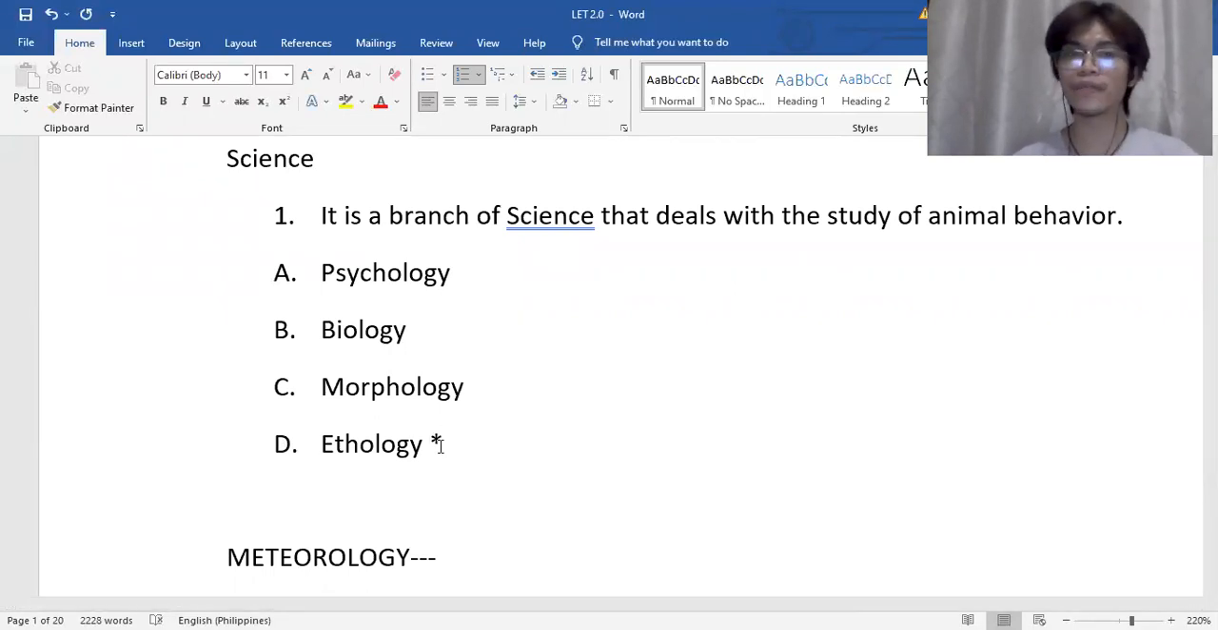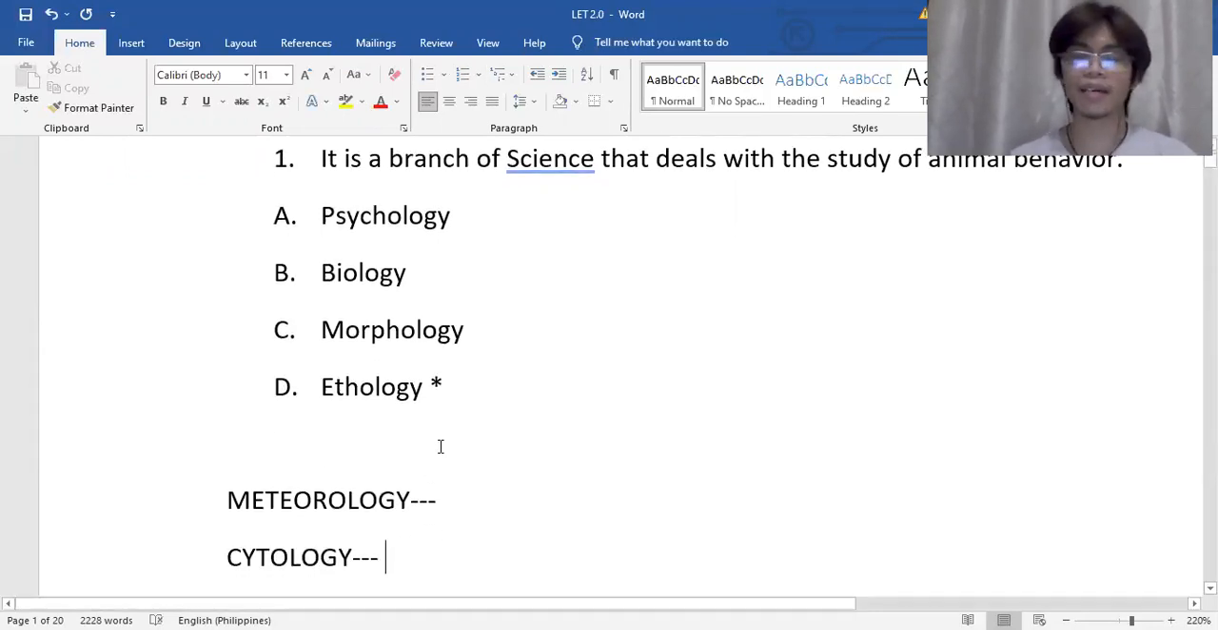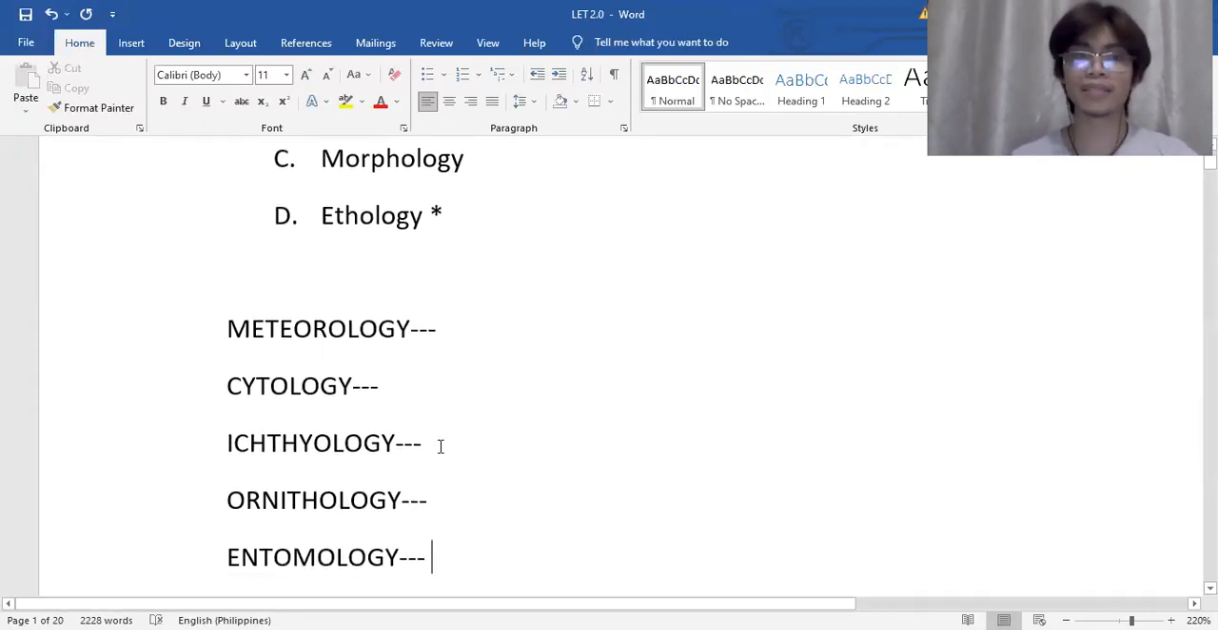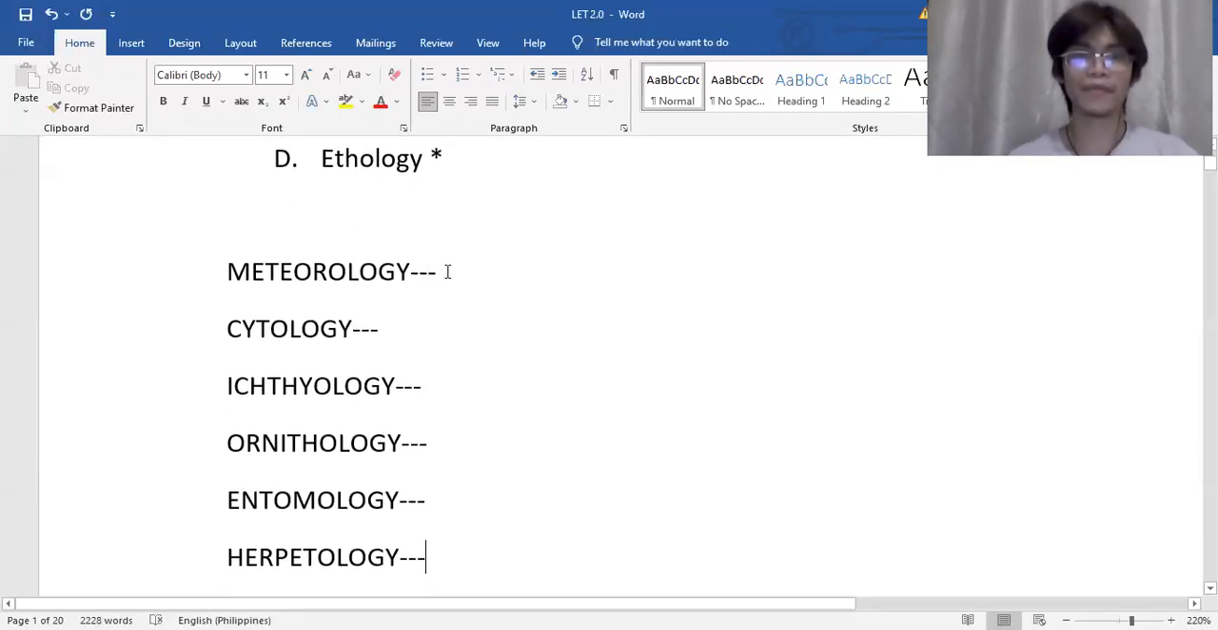If you look for the definition of ethology in the dictionary, you can see that ethology deals with the study of animal behavior. So that's the correct answer, not psychology, not biology. And there are also branches of science that appear during the board exam. Let's take a look at the different branches of science. Of course, we'll be having a large scope of them.